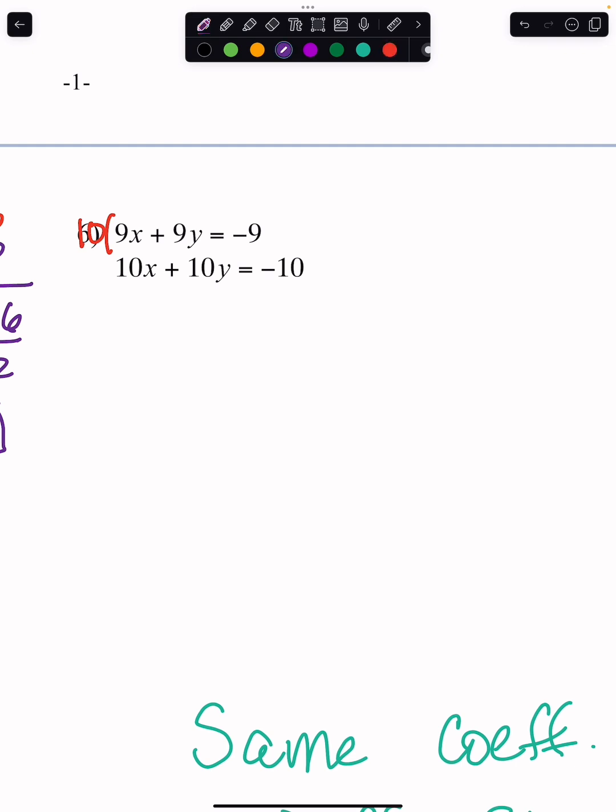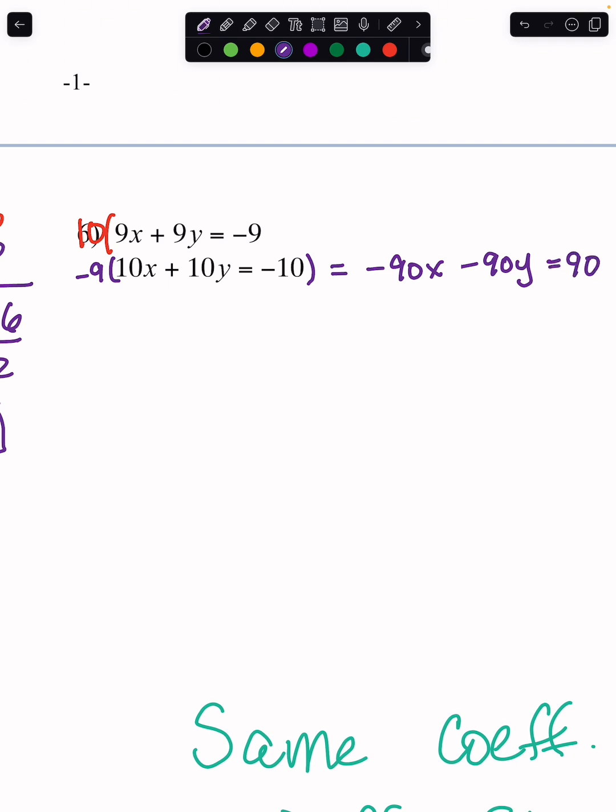Okay? So I'm going to multiply this bottom one first since I already have it in purple. -9 times 10 is -90x. And then -9 times that positive 10 is -90y. And then -9 times that -10 equals a positive 90. And then we're going to do the top in red.